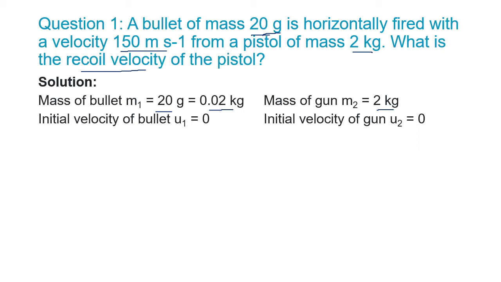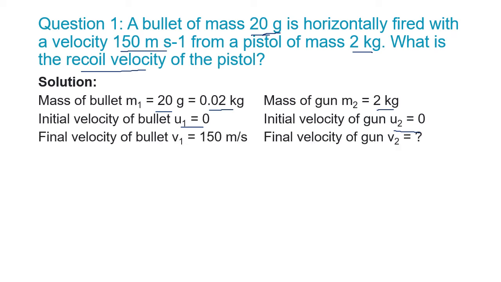What is the initial velocity of the bullet? u1 is 0. Why? The bullet is at rest inside the gun. What is the initial velocity of the gun? u2 is 0, because the gun is also at rest. You are taking aim. Now when you fire the bullet, the velocity of the bullet is 150 meter per second. We have to find the velocity of the gun.